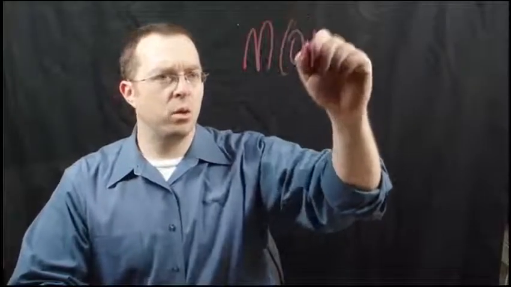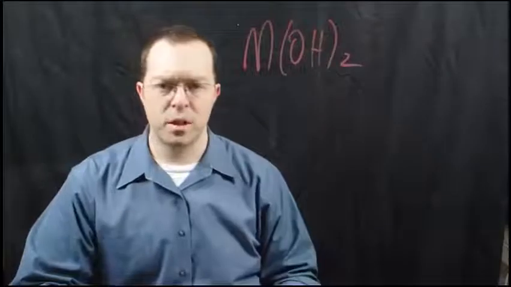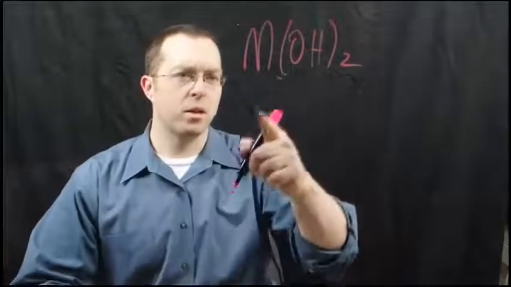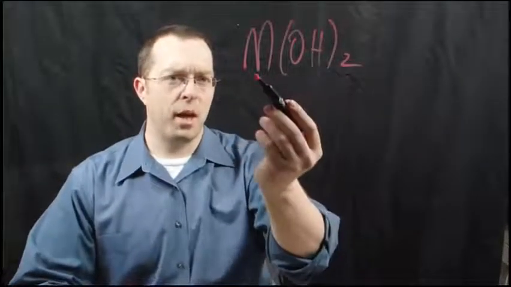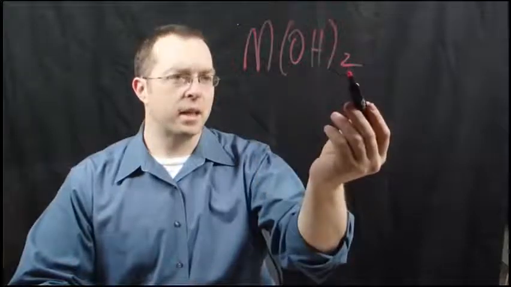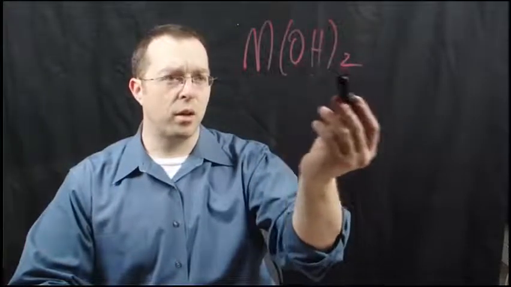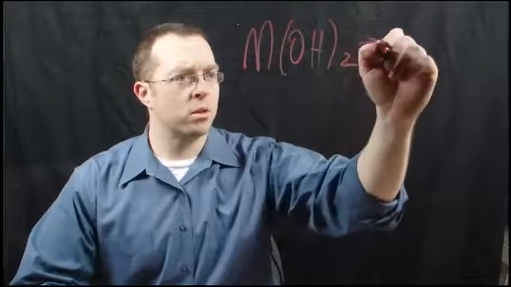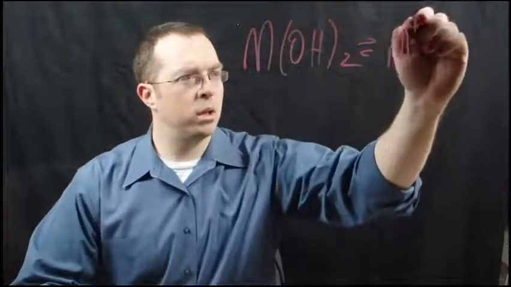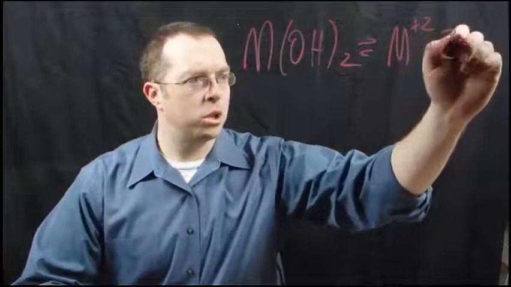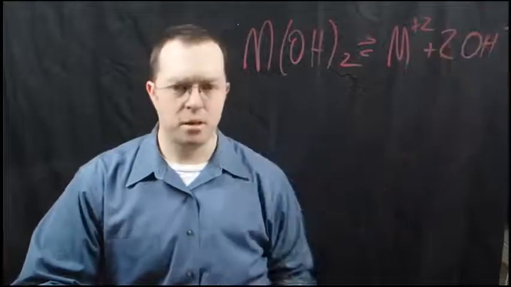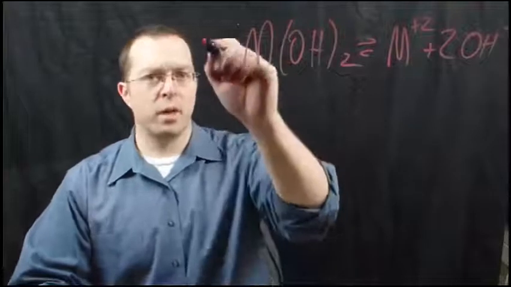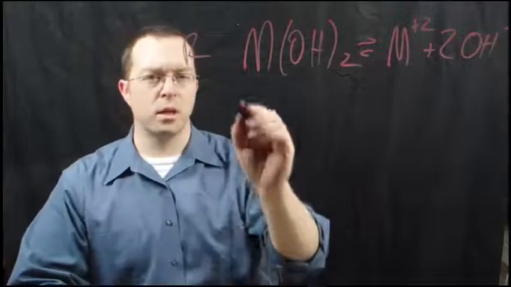Okay, here is a mythical, magical M(OH)2. Doesn't exist, doesn't matter. This is going to dissociate. The M ion has got to take a +2 charge. I know that because there's two hydroxides. When it dissociates, I get M+2 plus 2 hydroxides. There's my reaction for the rice table.